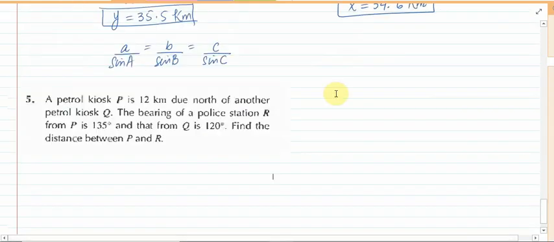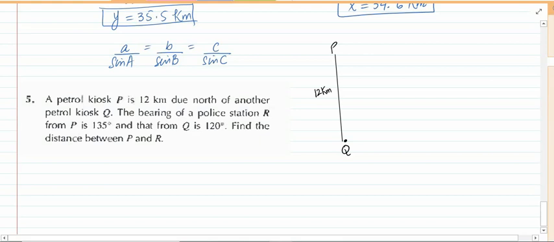Moving on to the next question, that is question number 5 from your book. A petrol kiosk P is 12 km due north of another petrol kiosk Q. So first thing, I am going to highlight the point Q, and to the north of Q, yes, I have a point P, right? And the distance is 12 kilometers.